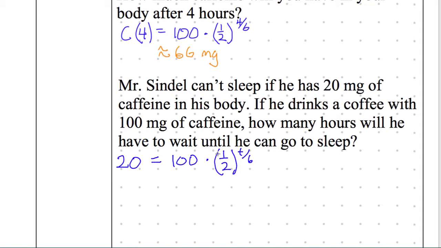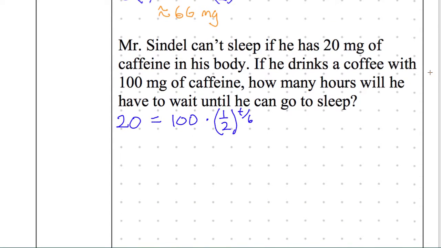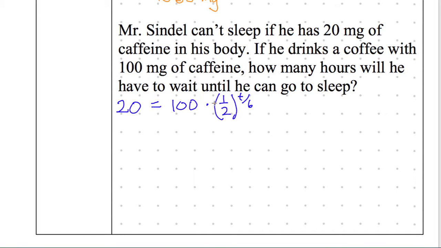All right, how am I going to solve? Right now 100 is being multiplied, so the inverse operation of multiply. Can you punch this into Desmos? No, you have to move things over and then punch it in. So divide both sides by 100. I'm now left with 20 over 100, which reduces to 2 over 10, which reduces to 1 over 5. So I now have 1/5, or 0.2 if you want to do a decimal, is equal to 1/2 to the power of t divided by 6.